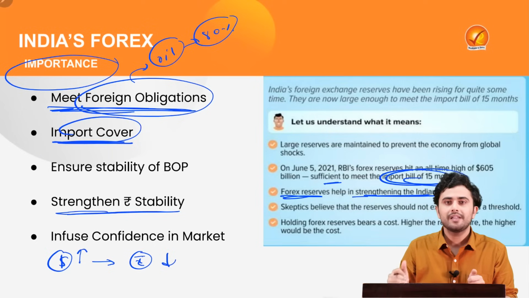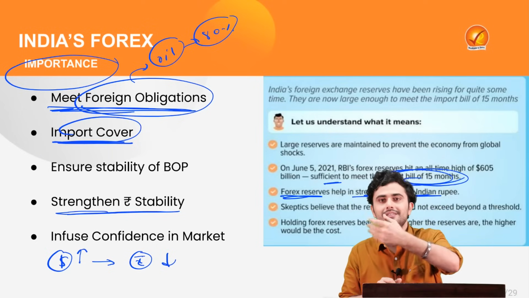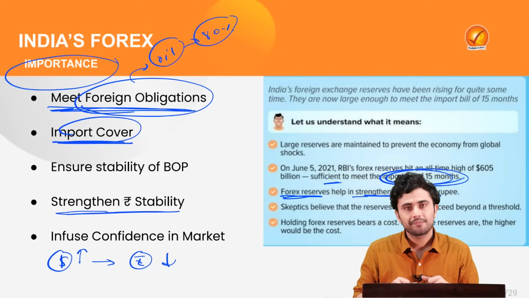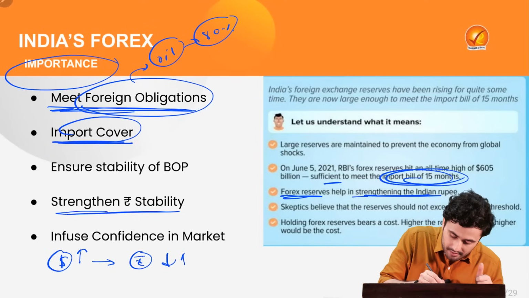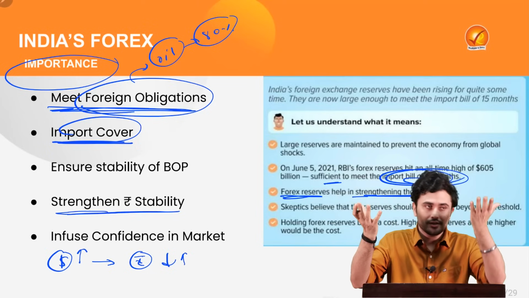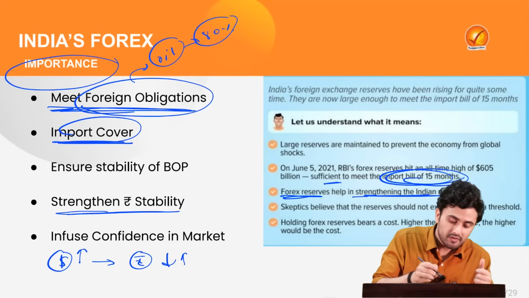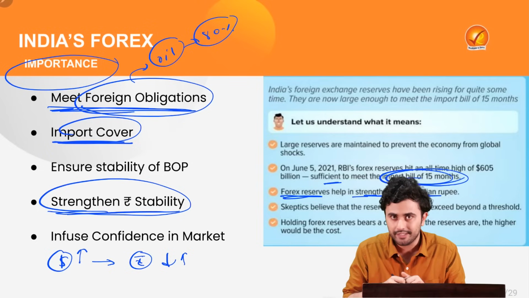Now what RBI will do is that it will intervene in the market and will increase the supply of dollar from its foreign currency asset. Thus, as the supply of dollar will increase, the value of rupee will increase, correct? Because there is more dollar, so its value will decline. The value of rupee will increase, and thus we will be able to strengthen our currency's stability.